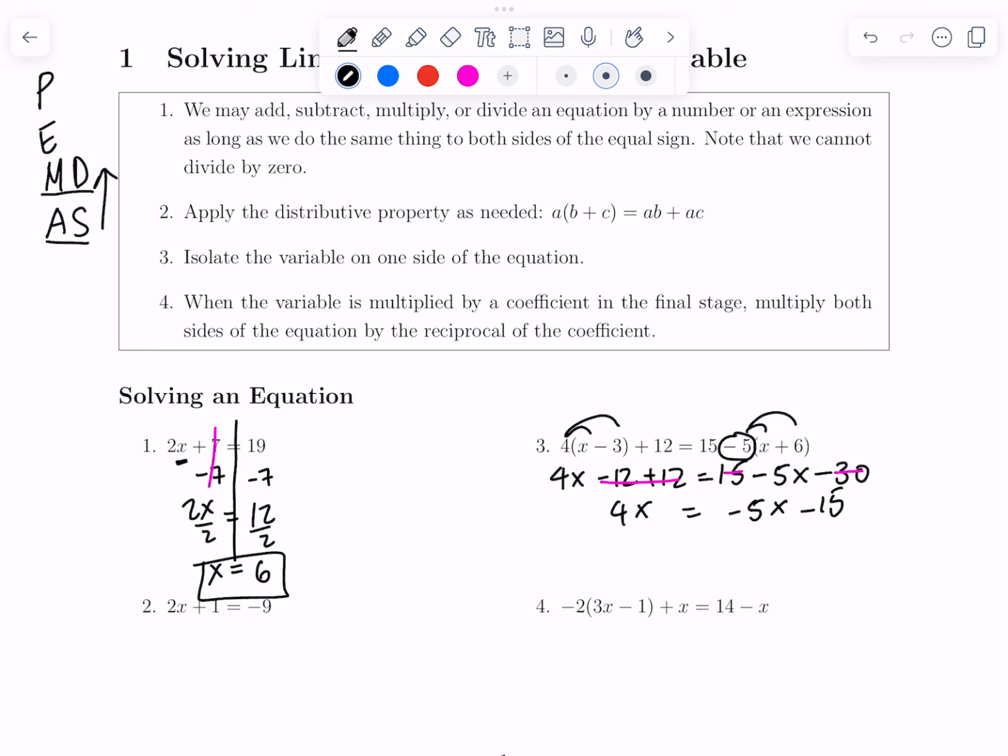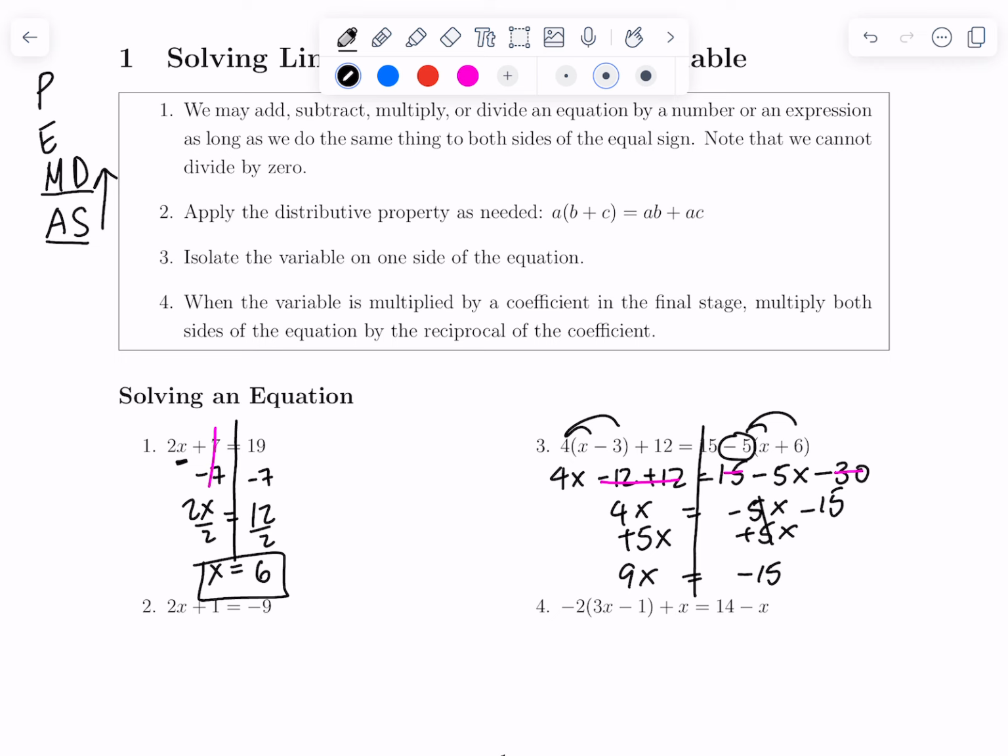Now I have the variable on both sides, so I need to move the minus 5x to the other side. So I'm going to add 5x on both sides of my equation. So let's see. I'm going to draw a line so I can identify which side is which. So 4x plus 5x, we get 9x over here. Negative 5x and 5x cancel out. We get negative 15 over here.